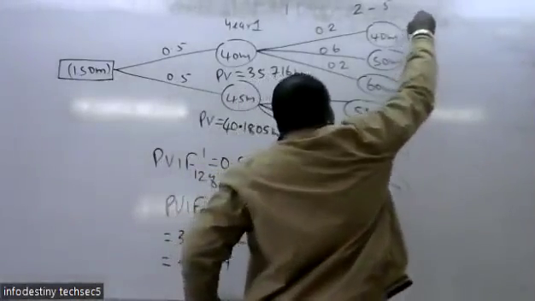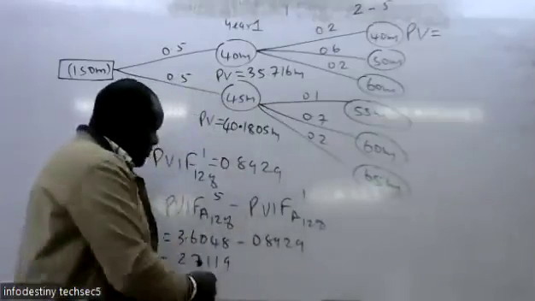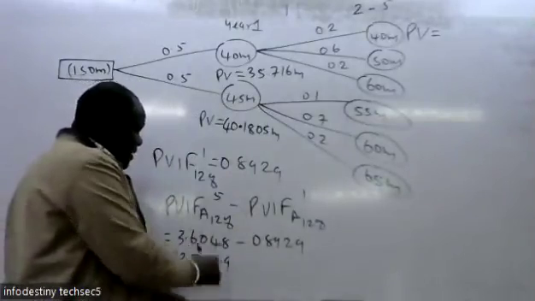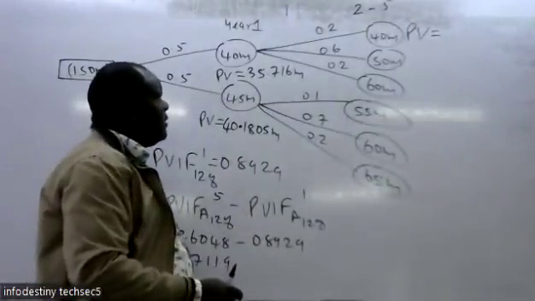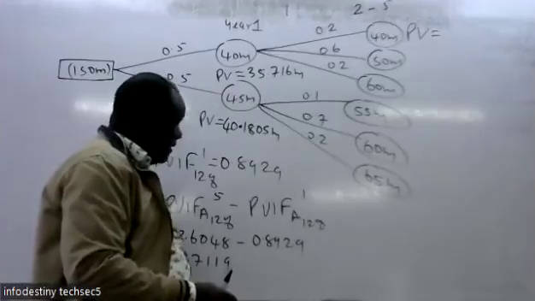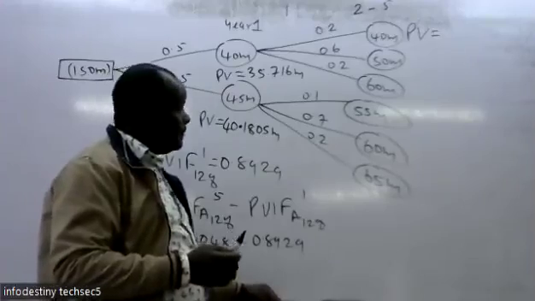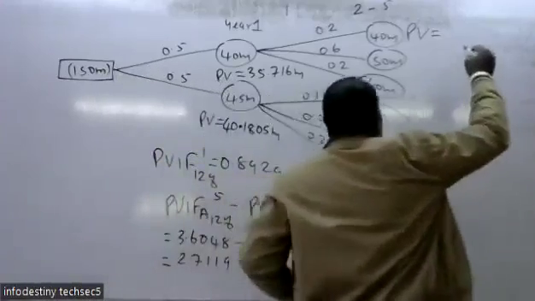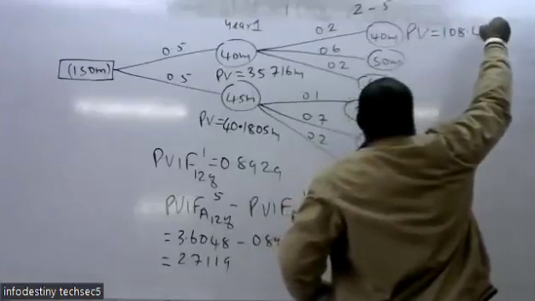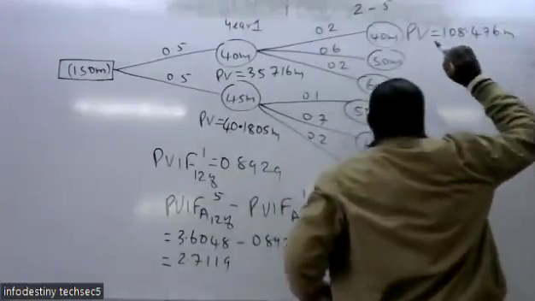So we get the present value of that figure. Take 40 million, now you multiply by 2.7119. We take the 40 millions, we multiply 2.7119. 108.476. Exactly like that.